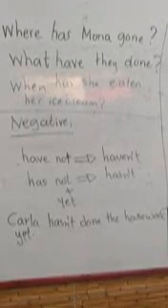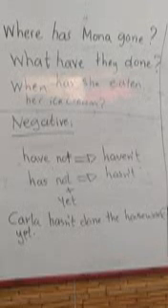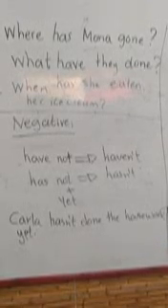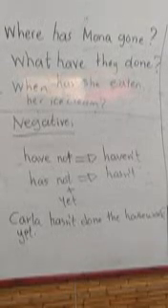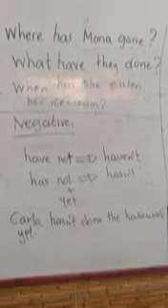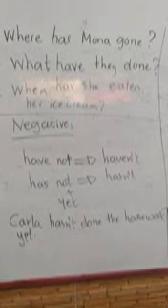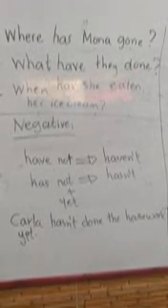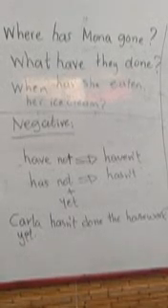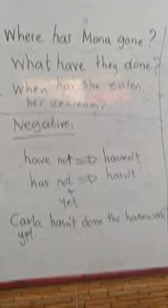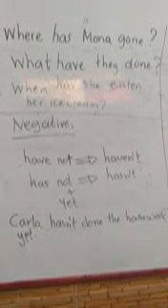For example, here we have: Where has Mona gone? Here, where, WH question, has, the helping verb. Mona, the subject. Gone is the past participle of the verb. Let's move to question 2. What have they done? What, WH question word. Have, the helping verb. They, the subject, and done, the past participle of the verb.